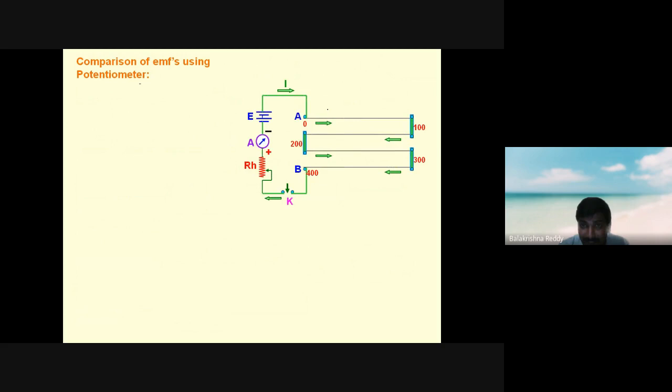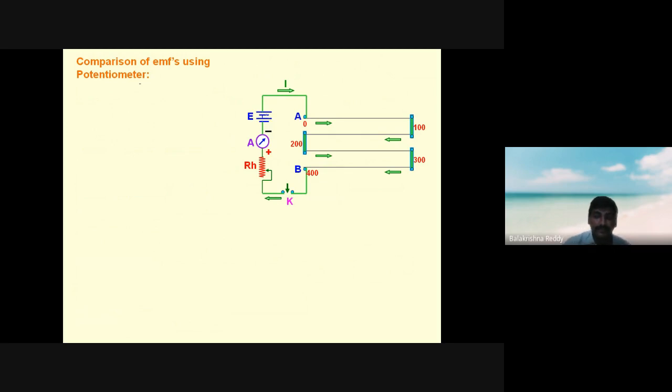Usually in the practical case, in the laboratory we prefer to take a Daniell cell and Leclanché cell. Sometimes the Daniell cell or Leclanché cell is not available; a normal torch cell also you can use. But whatever cell you are using in the circuit, its EMF must be less than the EMF of the primary battery which we connected in the primary circuit.